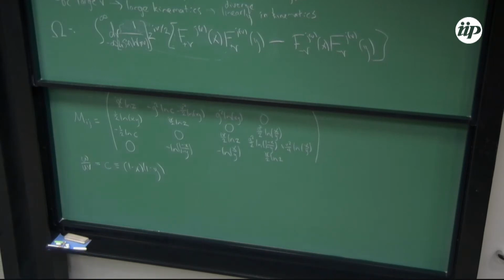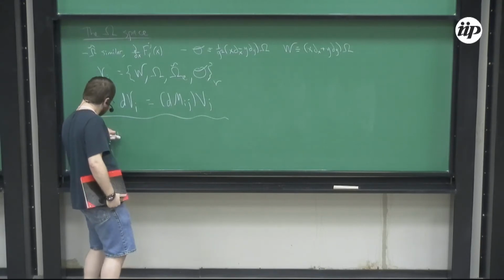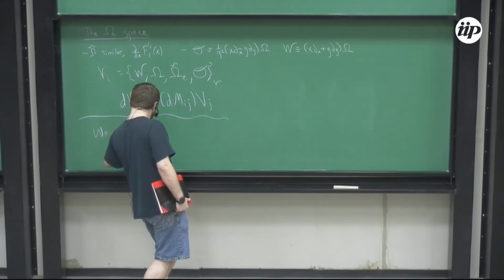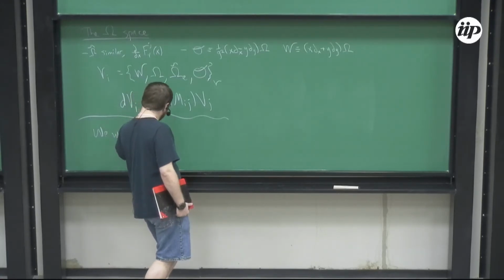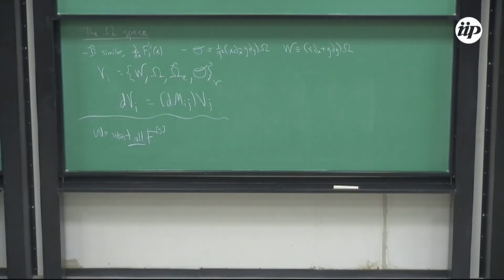Let's see, where do I want to write this? So what we want is not just these guys. Let's see, is this maybe? This is still fine. Okay. What we want is all f superscript s. And what do I mean by that?